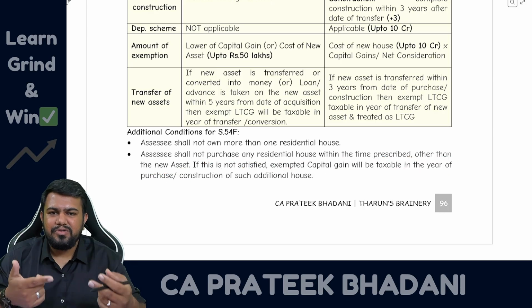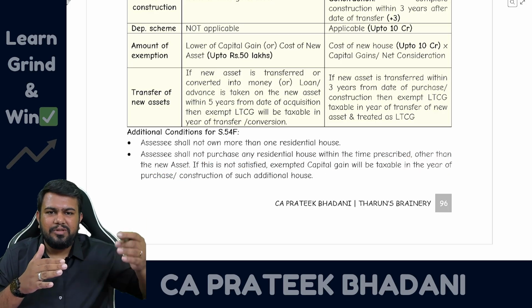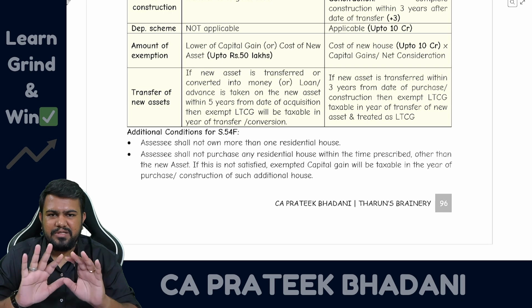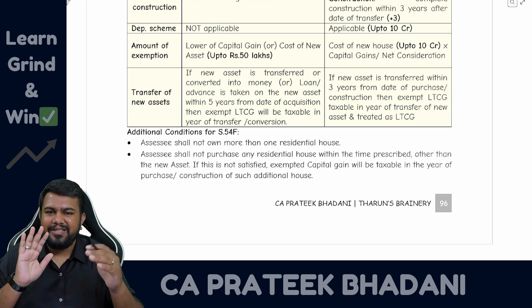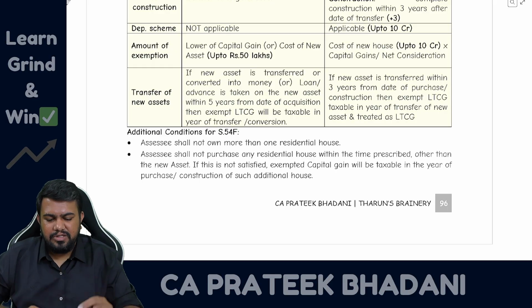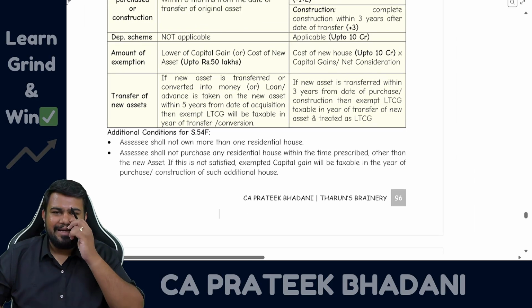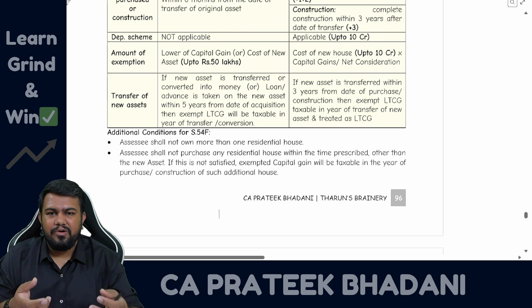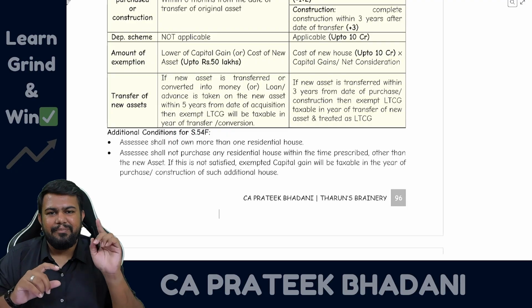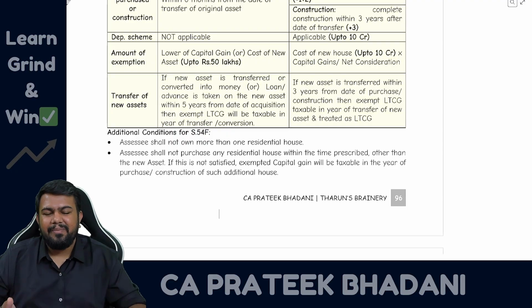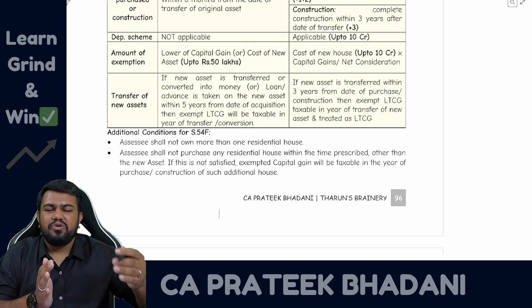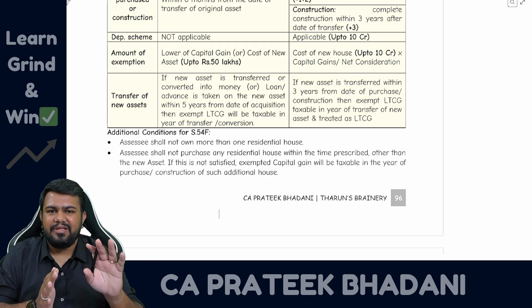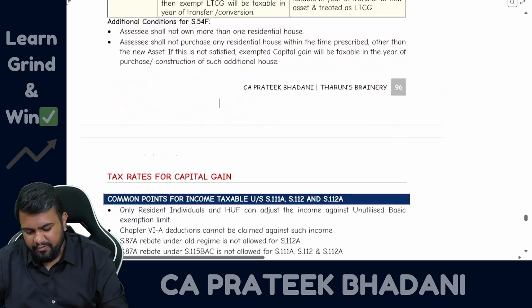So this new house that the assessee is buying, up to 3 years, this house also should not be sold, and the assessee should also not buy any other house within the 3 years. So that is also a rule. So what is the rule? First rule is that while buying the new house, he should not have any other house. Maximum one house he can have. And this new house also, he should not sell for 3 years. He should also not buy any other house within 3 years. So that is the rule for 54F.